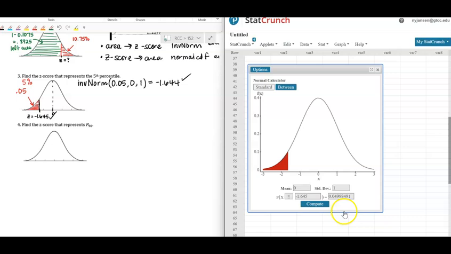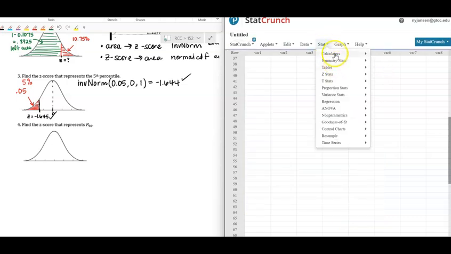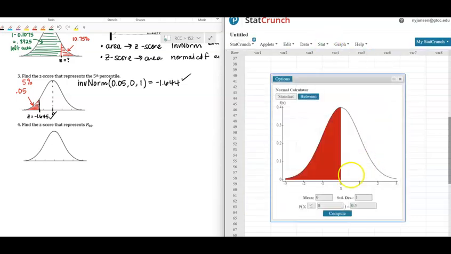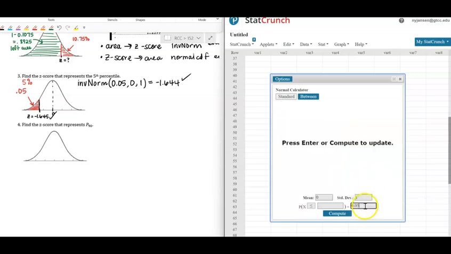But that's not what we're doing anymore. I'm just going to open up that calculator again. What we're doing now is I know the area. I know what the probability should be. I want to know what the z-score is. So I know that the area should be 0.05.